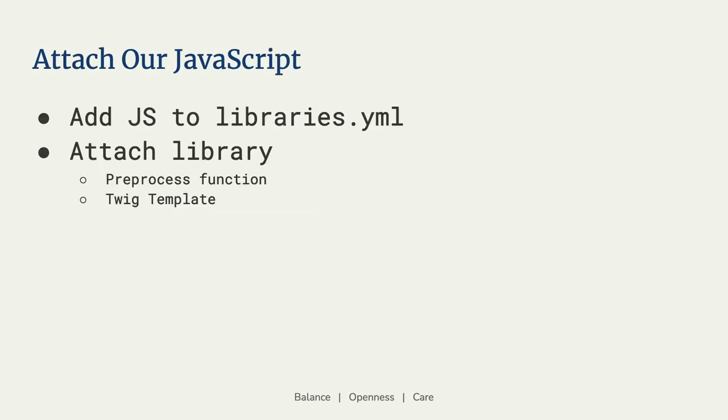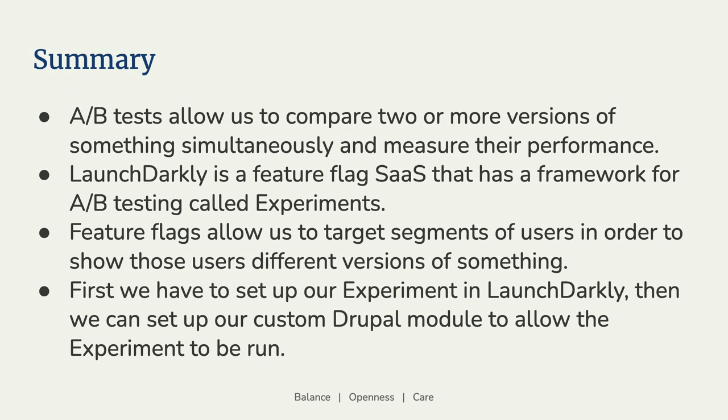And then once you have that, you can attach it using the standard Drupal way to attach JavaScript to a page. Once you have it in the libraries that you handle, then you can either attach it through some preprocess function or to a template, or whichever way would make sense for whatever you're trying to achieve. So, that's pretty much it. Before committing to an actual experiment, I would do a proof of concept where you can actually make a feature flag, toggle it, and see those changes in real time. Once you see that that's working, then doing an actual experiment, there's not much else to it.